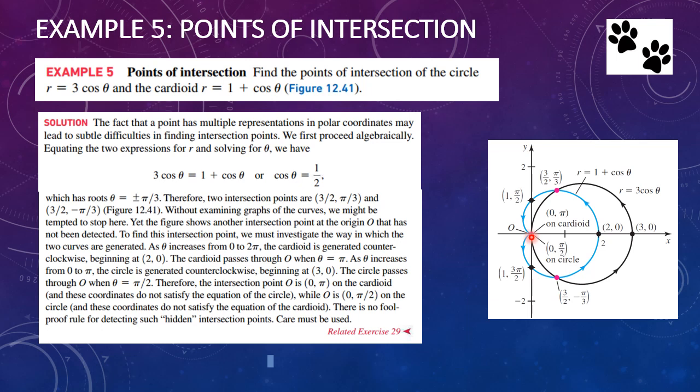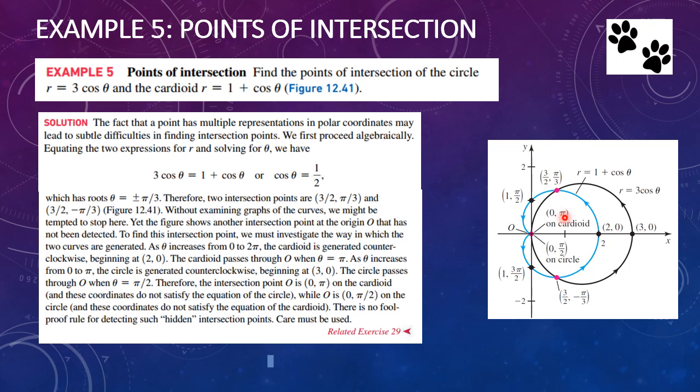To find this intersection point, we must investigate the way in which the two curves are generated. As theta increases from 0 to 2 pi, the cardioid is generated counterclockwise, as you can see in the arrows here, beginning at 2, 0. The cardioid passes through the origin when theta equals pi, and as theta increases from 0 to pi, the circle is generated counterclockwise as well, beginning at 3, 0. The circle passes through 0 when theta equals pi over 2. Therefore, the intersection point is 0, pi.